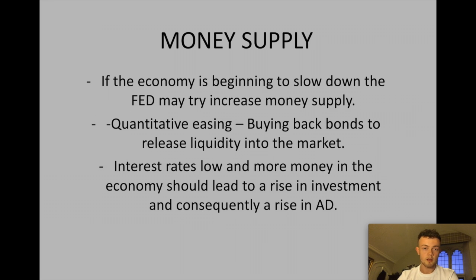The money supply. The Fed will increase the money supply to stimulate the economy. These are all expansionary monetary policies to try and boost the economy, trying to speed it up, because we've seen a huge slowdown due to all this unemployment. So the money supply: if the economy is beginning to slow, the Fed may try to increase the money supply through quantitative easing. This is buying back bonds to release liquidity back into the market.